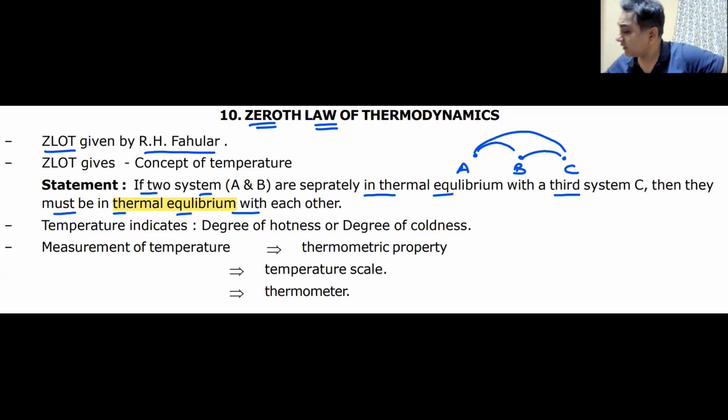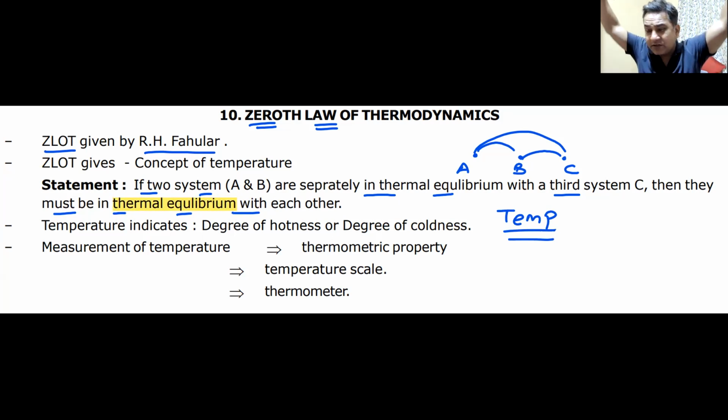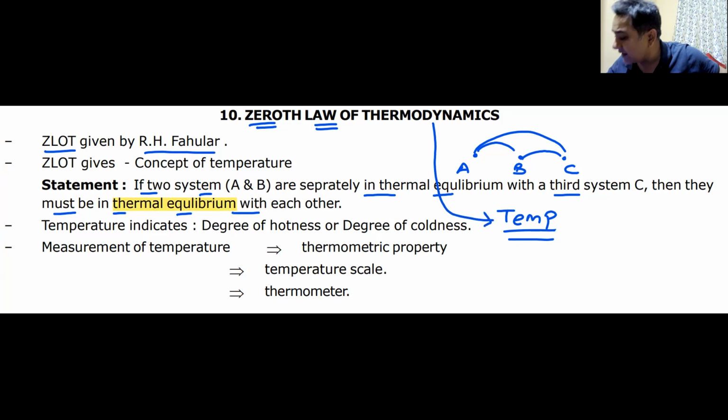When I use the term thermal equilibrium, what do I mean? By thermal equilibrium, I mean that they are at the same temperature. Do we remember this? Thermal equilibrium means they are at the same temperature. So basically, the zeroth law of thermodynamics is telling you if body A has the same temperature as body B, and body B has the same temperature as body C, body A and C will have the same temperature. So basically, the zeroth law of thermodynamics is defining your temperature. Do we understand this? So if a question comes, what does the zeroth law of thermodynamics tell you? The answer is the zeroth law of thermodynamics tells us what is temperature or what is thermal equilibrium.